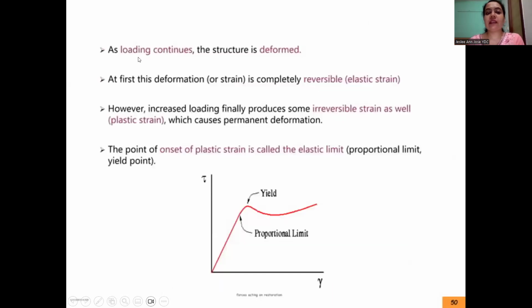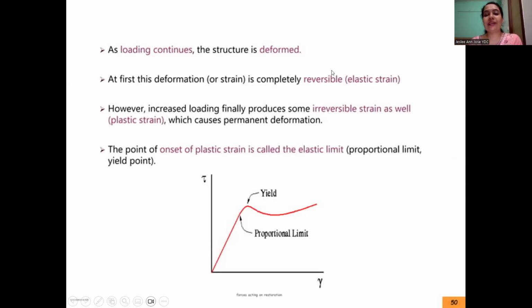Now, initially, when there is a small amount of force, the tooth will obviously try to resist the force. But as and when the force increases, the stress increases. So the loading continues. As the loading continues, the structure is going to get deformed. At first, it is going to be a reversible deformation, or that is when you call it an elastic strain. Now, what happens when there is stress further beyond the limit? That is when you get a deformation. This deformation is what we call a strain.